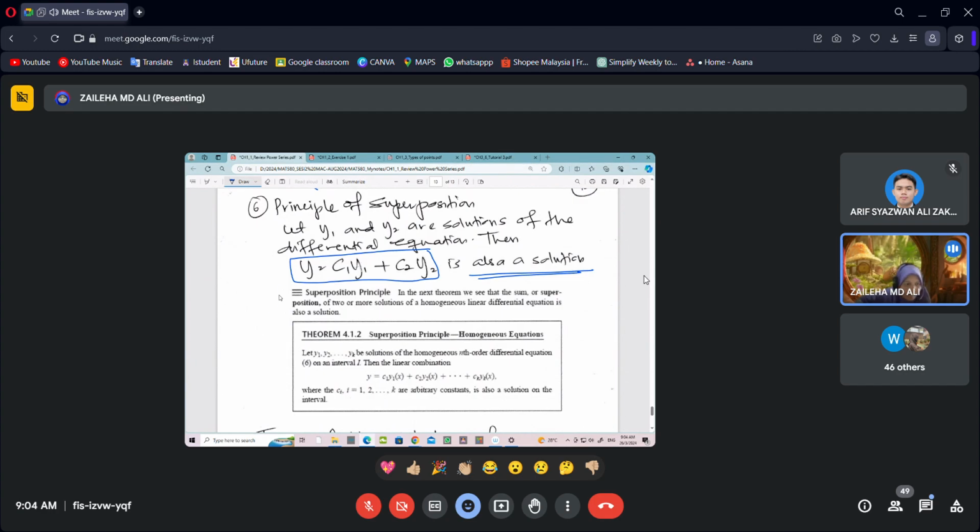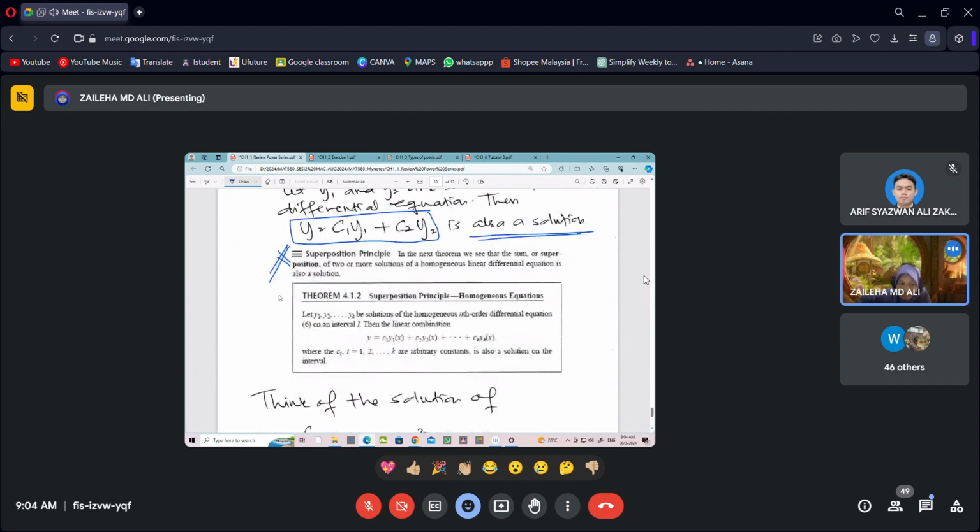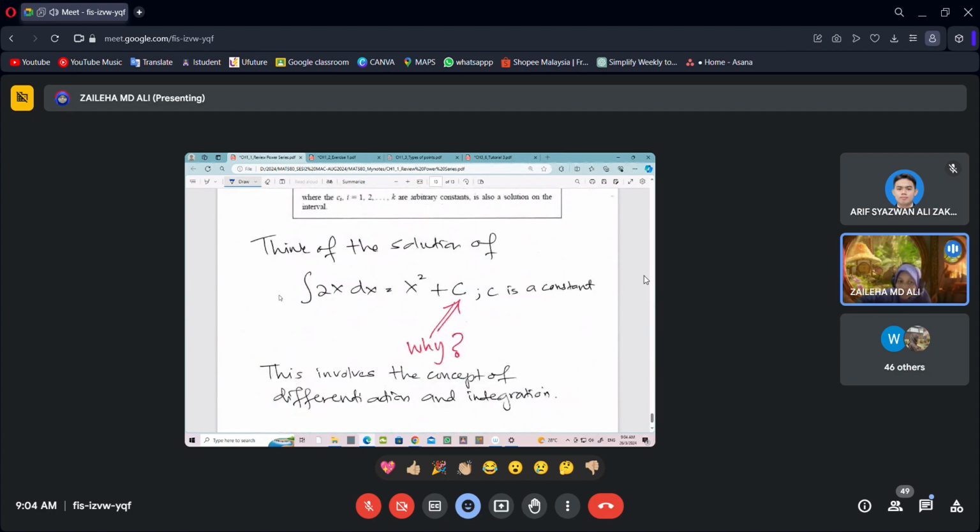So this is the theorem. You can look at it, I snipped it from the textbook. This is the theorem. It is similar to this method. The concept, why are there so many answers?